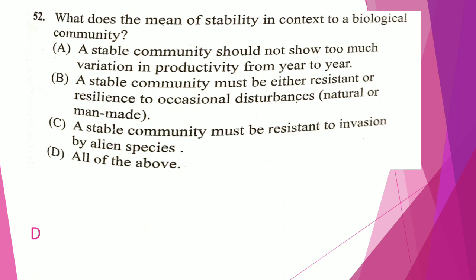If you take the example of a pond, the pond consists of small fishes. If you introduce larger fishes, those larger fishes are called alien species. What will those larger fishes do? They will eat up the smaller fishes, and those are called alien species. So all the answers are suitable for this, and the answer is D.